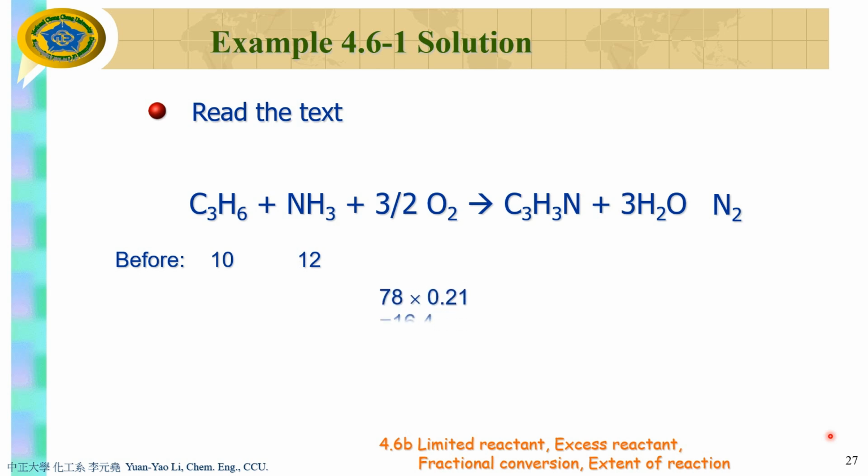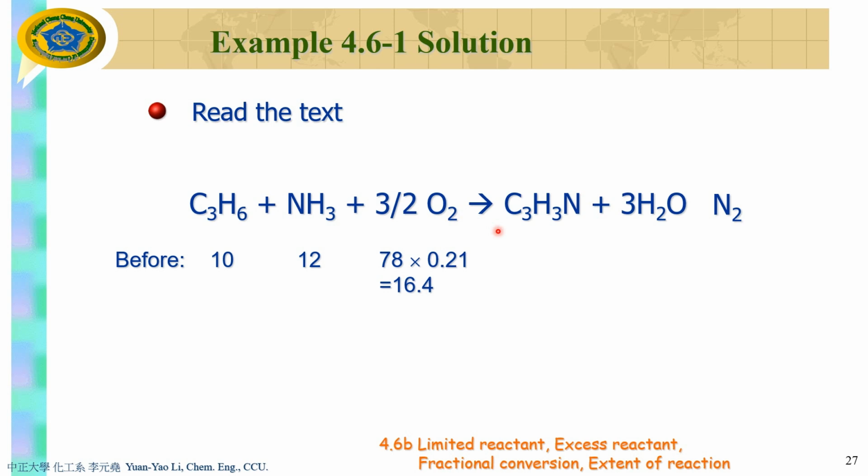78% air means what? Because 78% air means you have to times 21%, which is 16.4 oxygen, right? Because air contains 21% oxygen. So in the slide here, you will see that it's something like this. Actually, it's 10 moles of the C3H6, 12 moles of NH3, and then 16.4 moles of O2. Okay, this is the information you got.